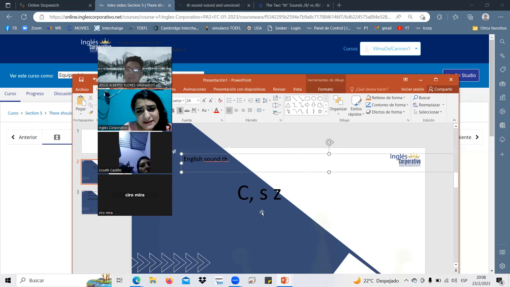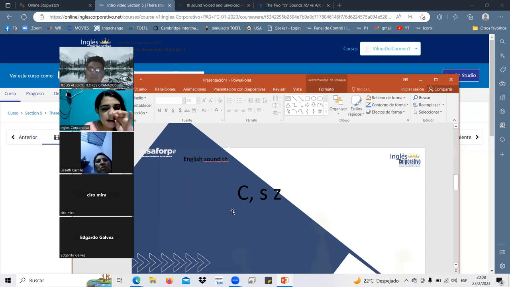But starting with letters with similar sounds, for example, we have letter C, letter S, and letter Z. Most of the time, the letter C is like the S in Spanish. Yes, like, let's see.